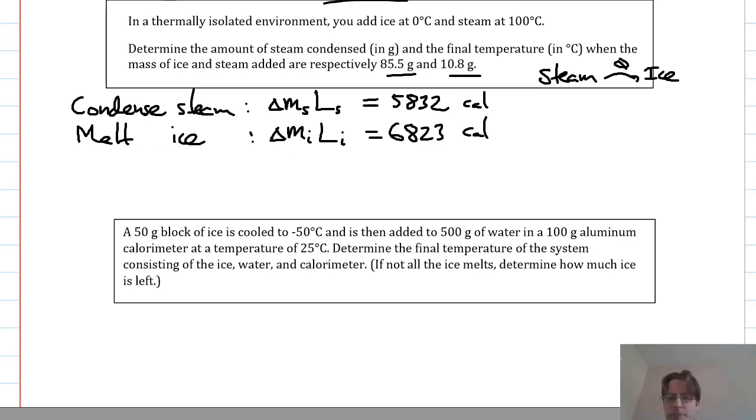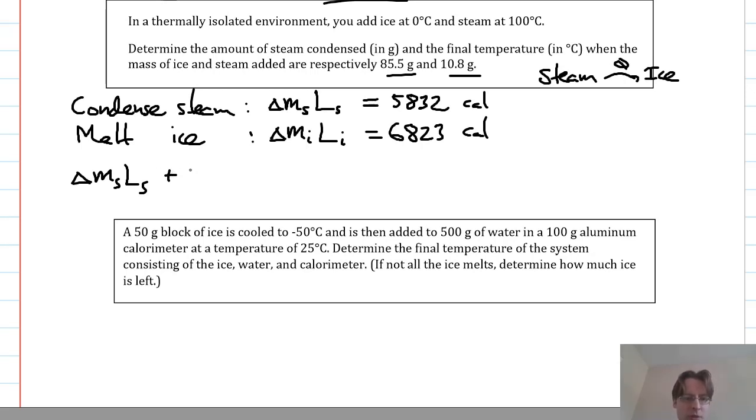So let's see what we have here then. I'm going to do a Q equals Q equation. This is going to be the heat which leaves the steam plus the heat which leaves the hot water from the condensed steam.